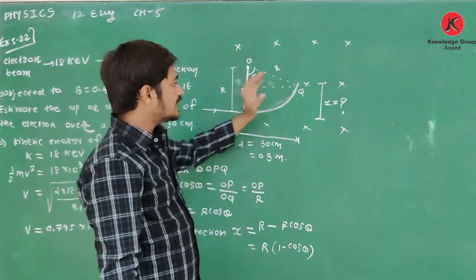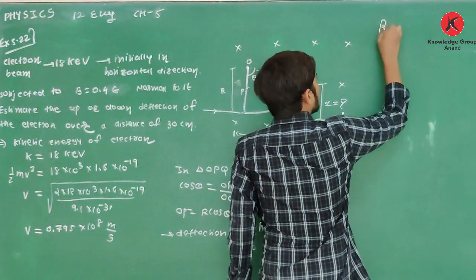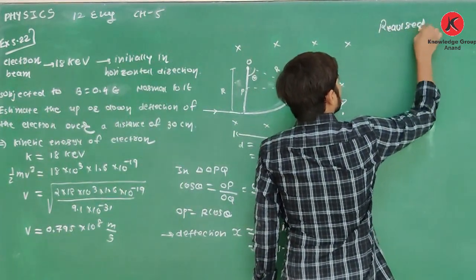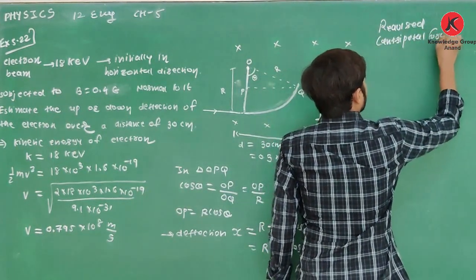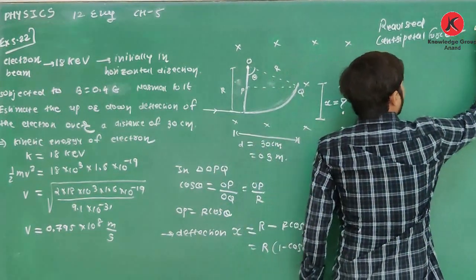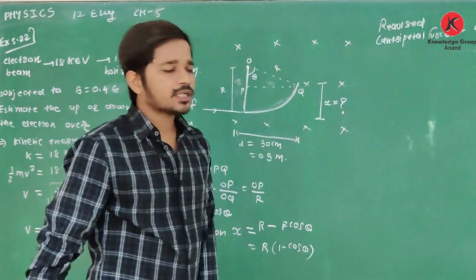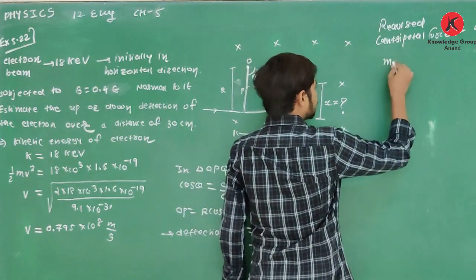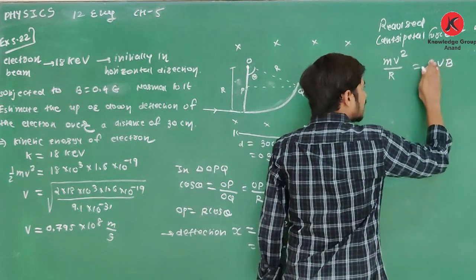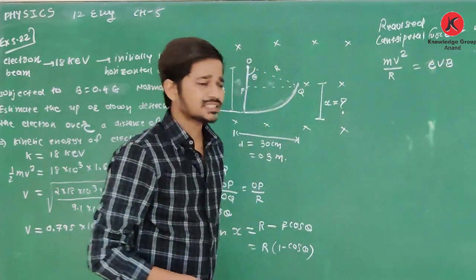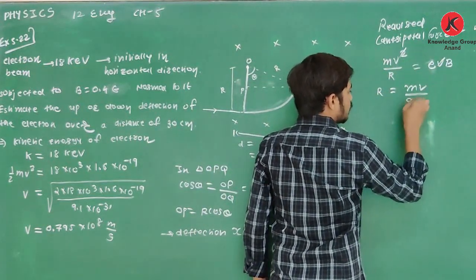Yes, we know this charge is performing circular motion. For that circular motion, centripetal force is required, and the required centripetal force is provided by the magnetic force. So mv²/r is equal to, here it is qvB, but here we have to be declared on, so it is evB. Clear about this? So r is equal to mv/qB.